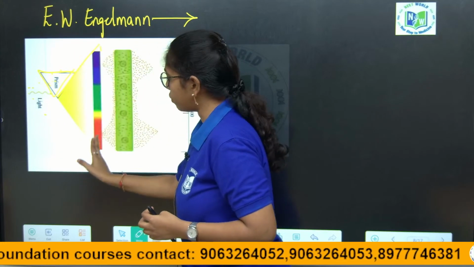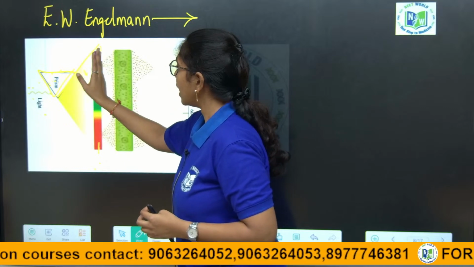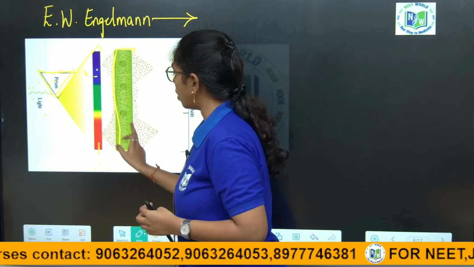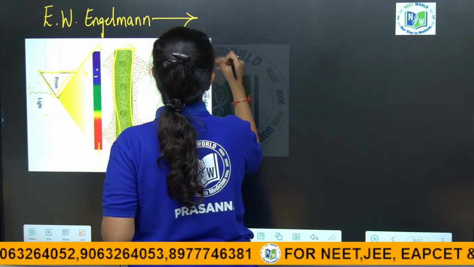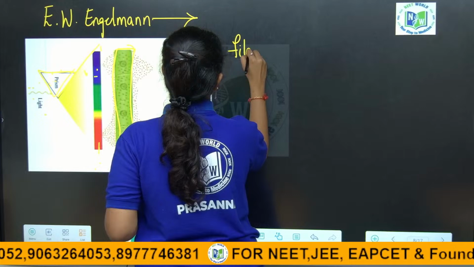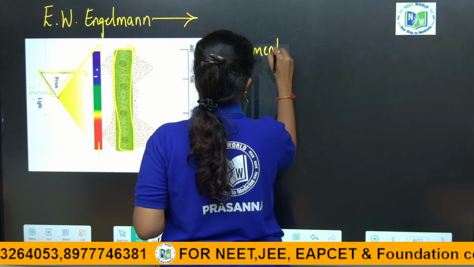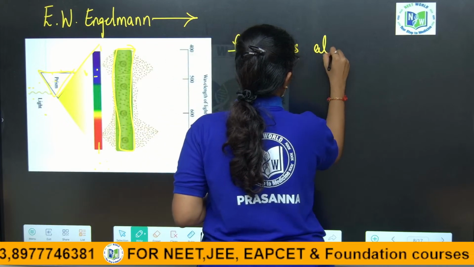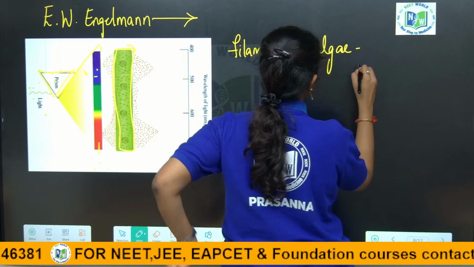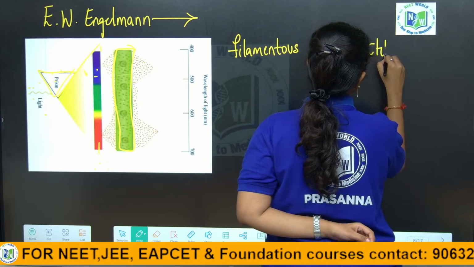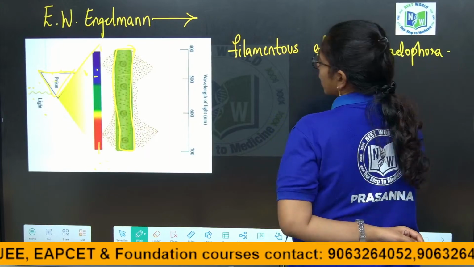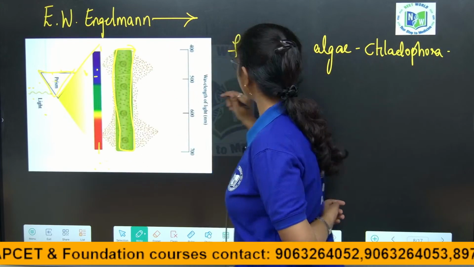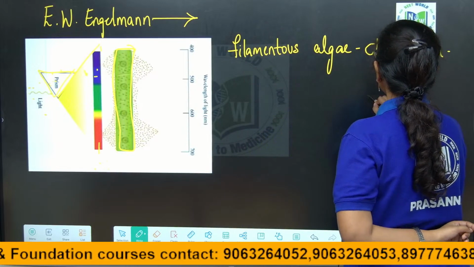This light from the prism is kept on a primitive plant, Cladophora, a filamentous alga. Cladophora is placed together with a large number of aerobic bacteria.